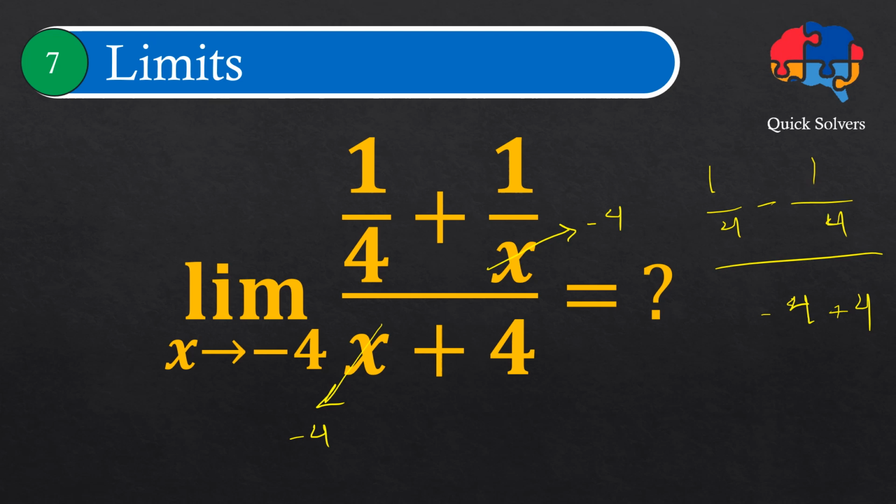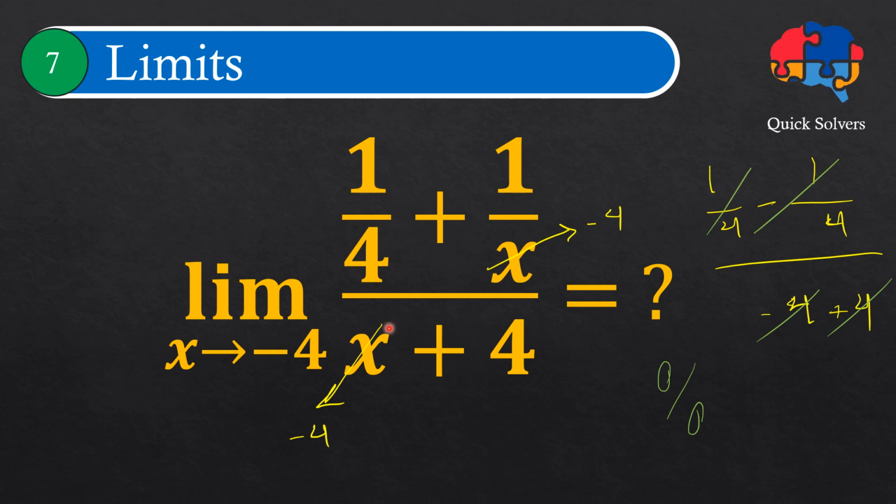And you see that this and this cancel out each other, and what we get is 0 over 0, which is an indeterminate form, and that's not an acceptable answer. So that means we cannot at this stage directly replace x by minus 4. Instead, I should try to somehow simplify this function.